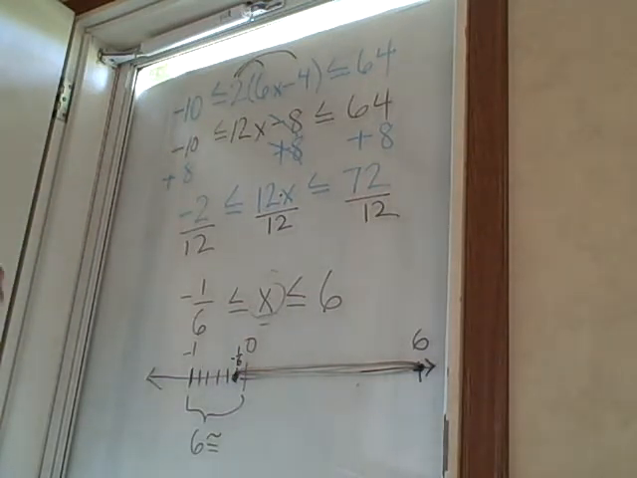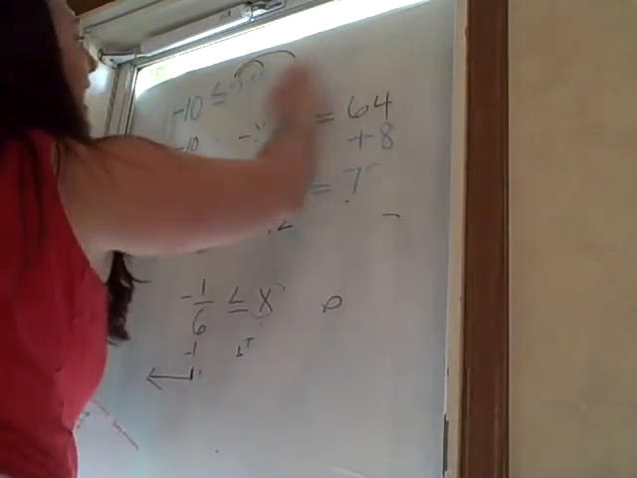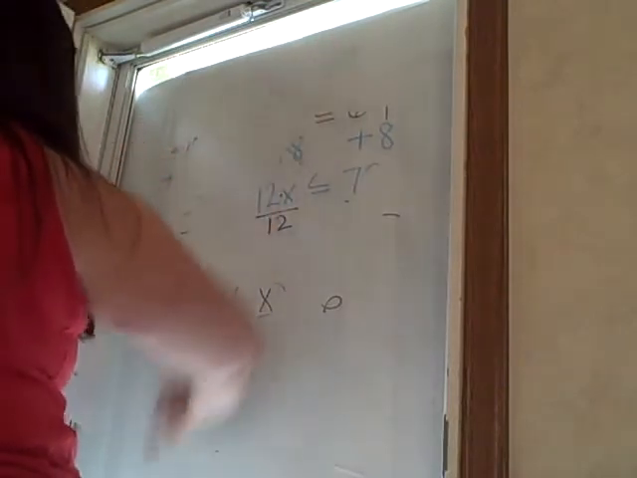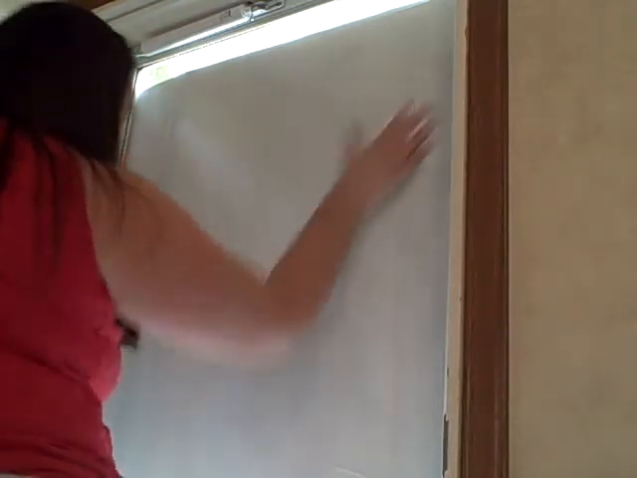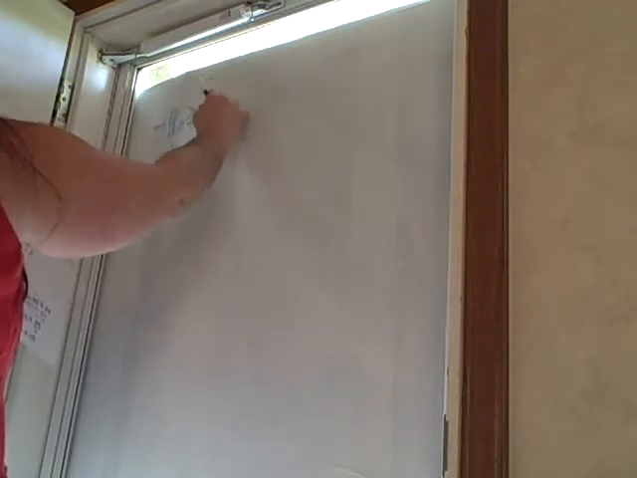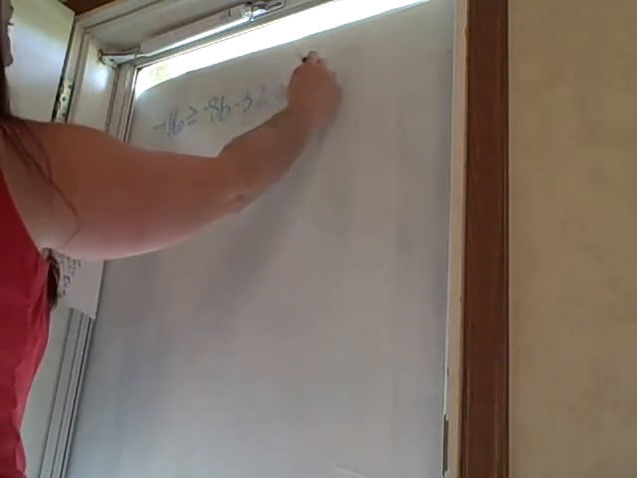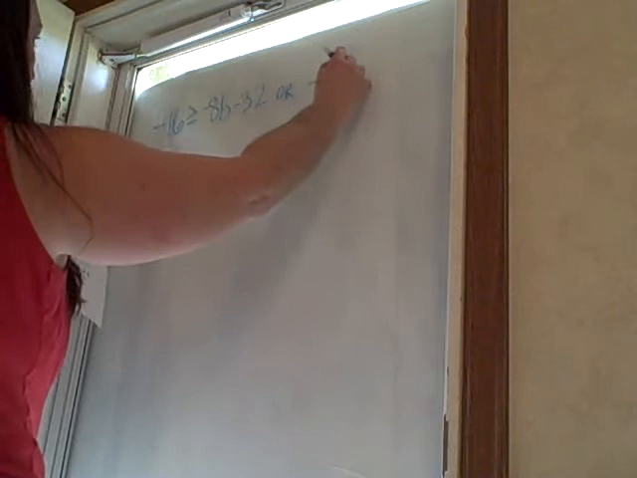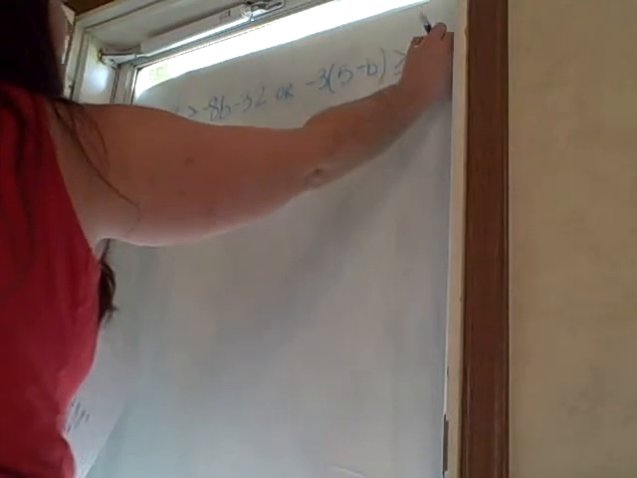Our last example is a compound inequality that involves OR and distribution. We'll just be solving this last one, not graphing it. Here we go. -16 is greater than or equal to -8b minus 32, or -3 parentheses 5 minus b close parentheses is greater than or equal to 24.